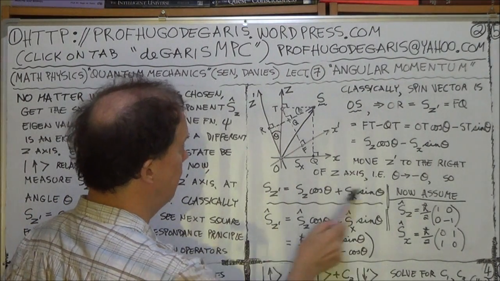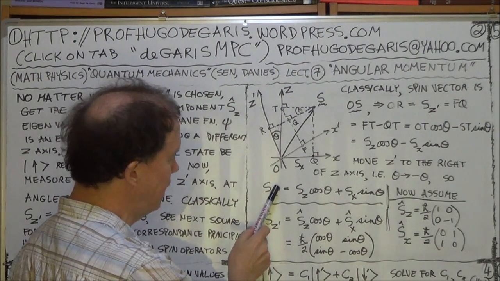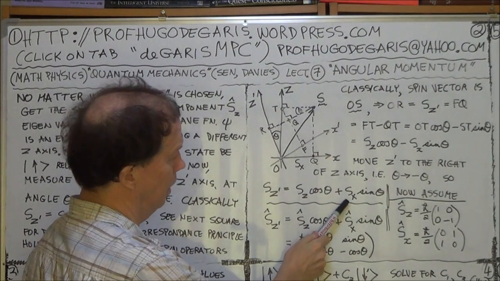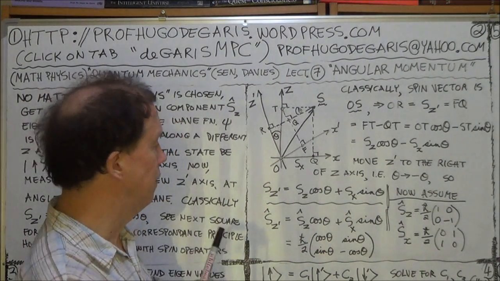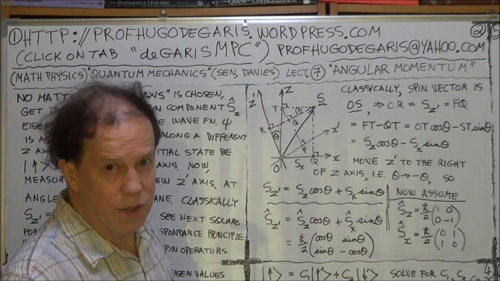All right. There you have the component along the z dashed axis in terms of the component along the z-axis and along the x-axis. Okay? So you've now got this expression. All right. Now begins the quantum mechanics.